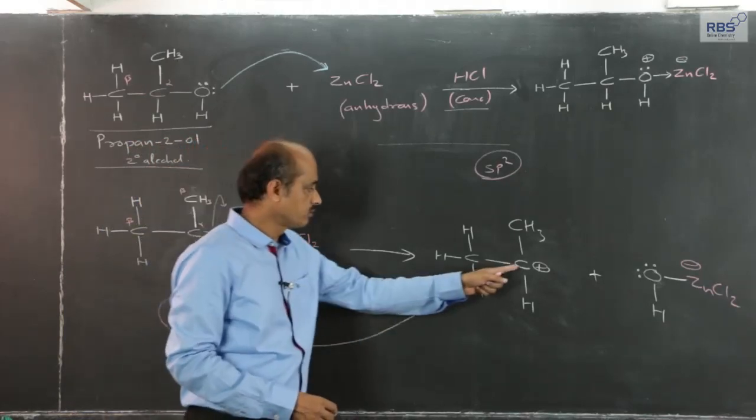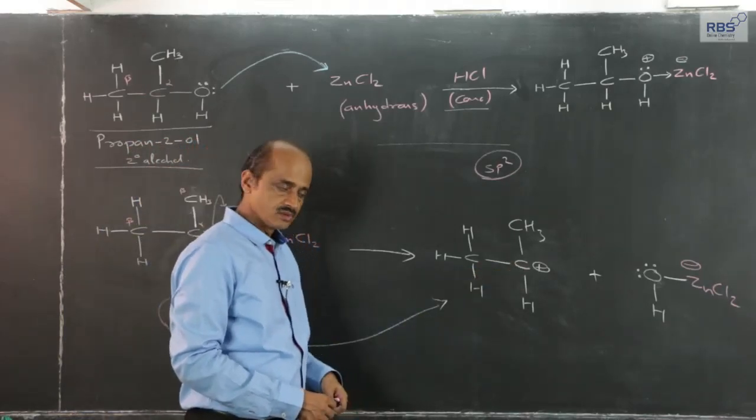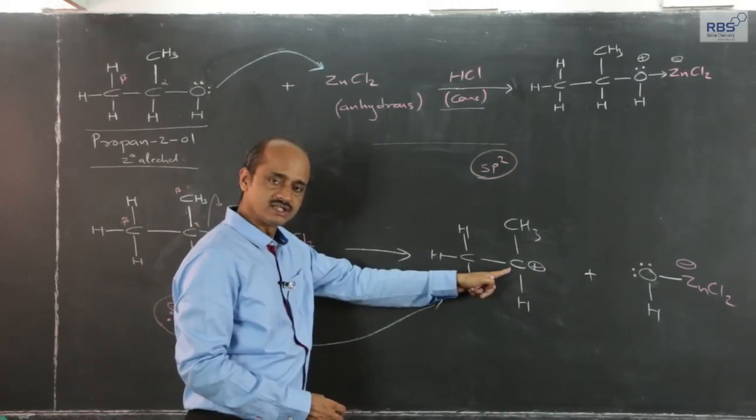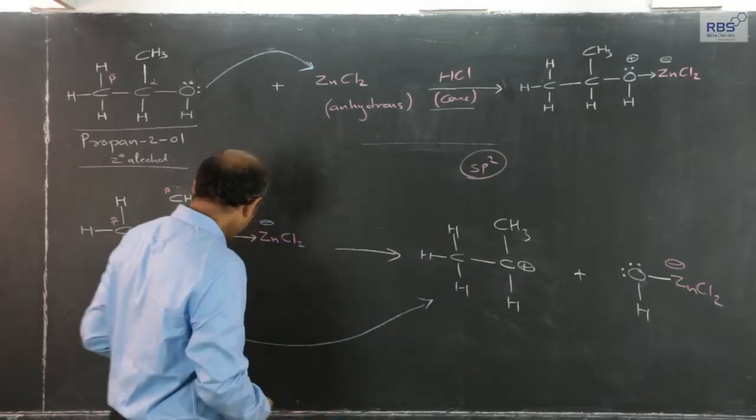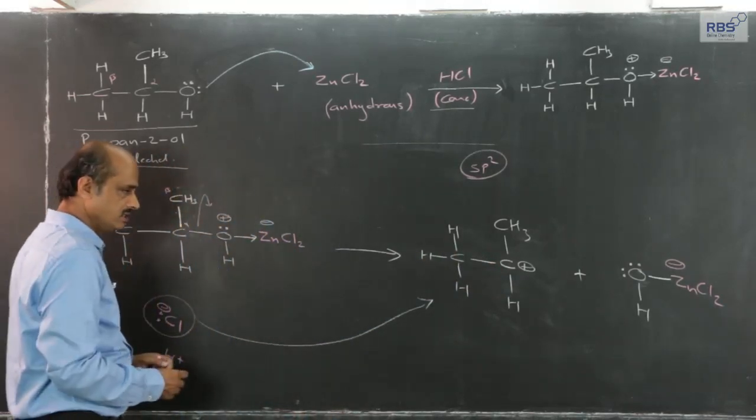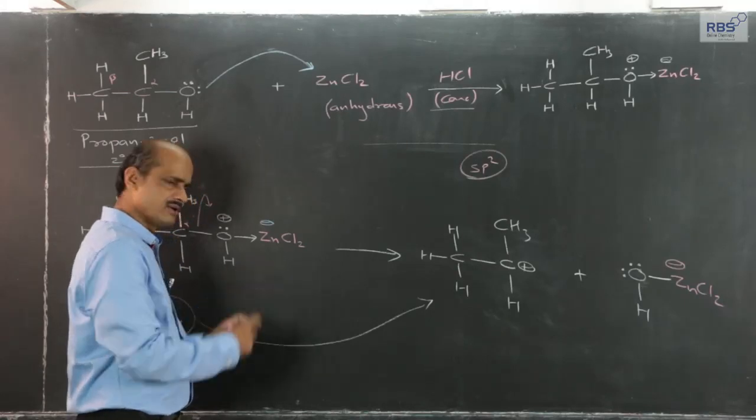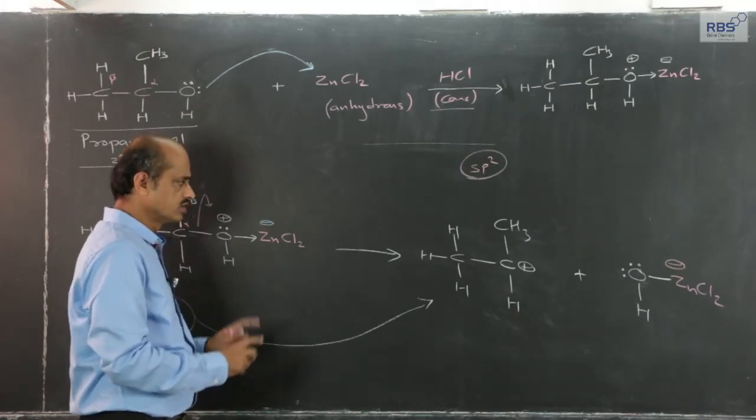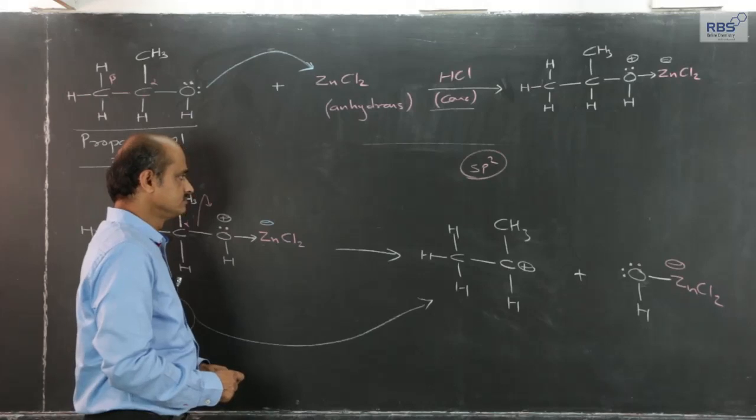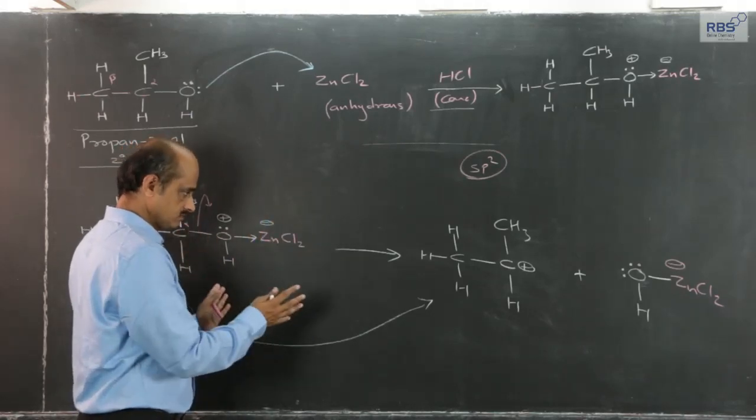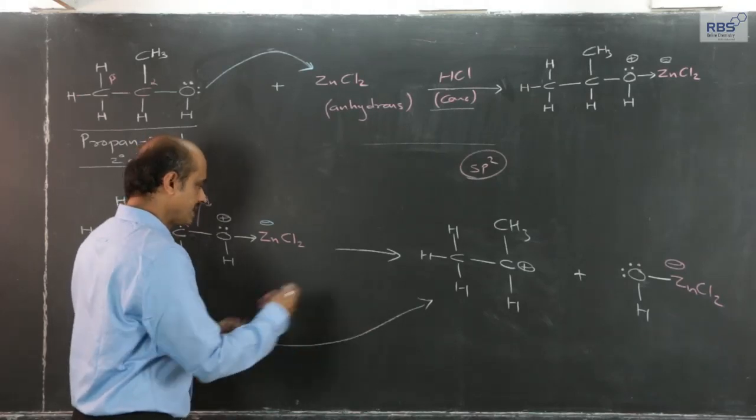Now, the carbonium ion is planar, and therefore, although I have written it in this fashion, the Cl minus ion can attack from both sides. Again, there is a stereochemical part, but here I will not mix it. I will just show the difference. The main thrust is that I do not want to go away from that.